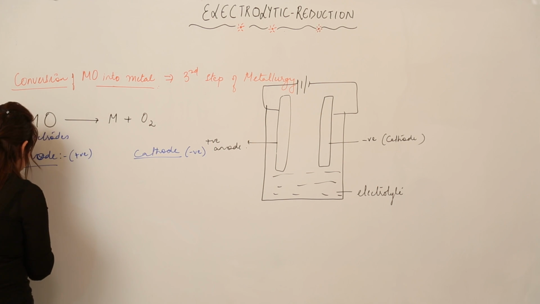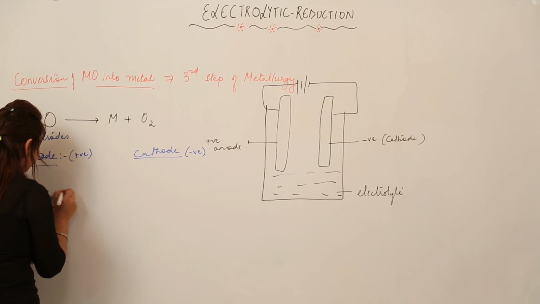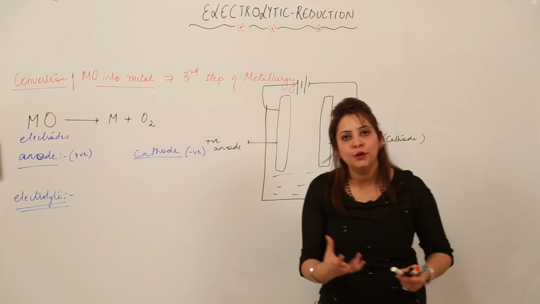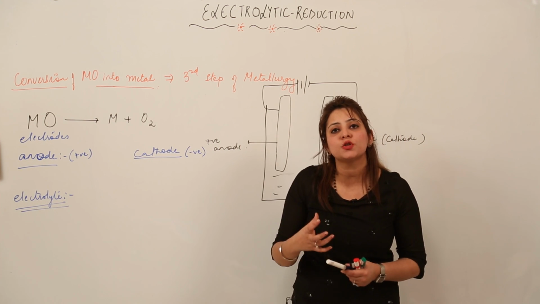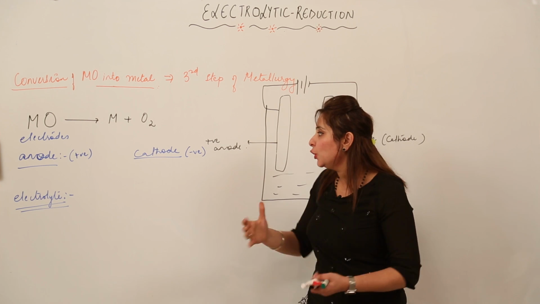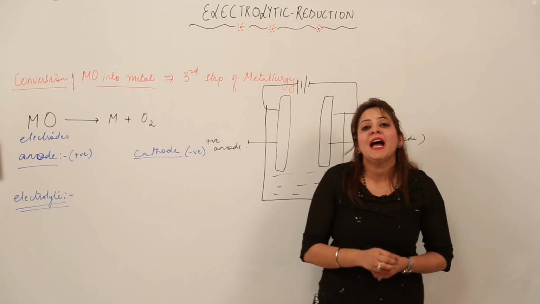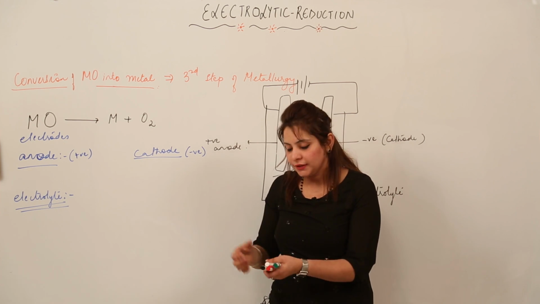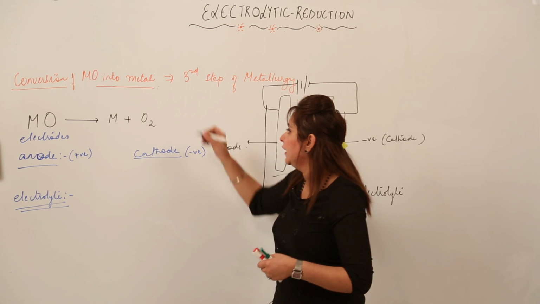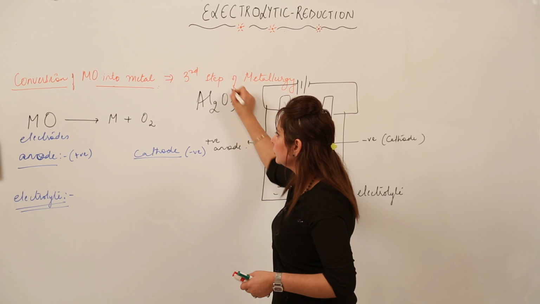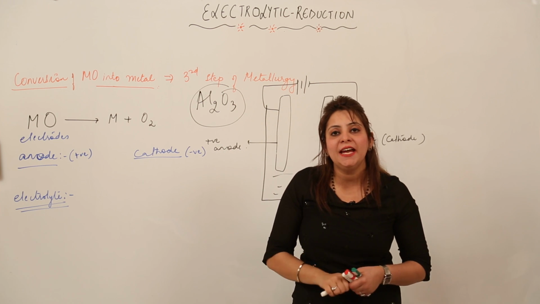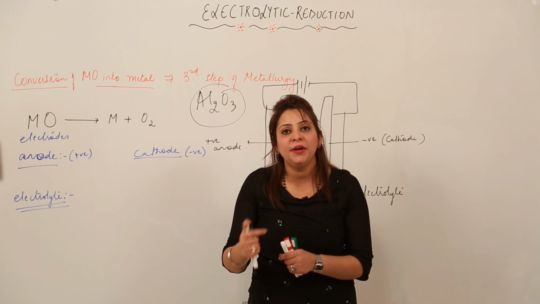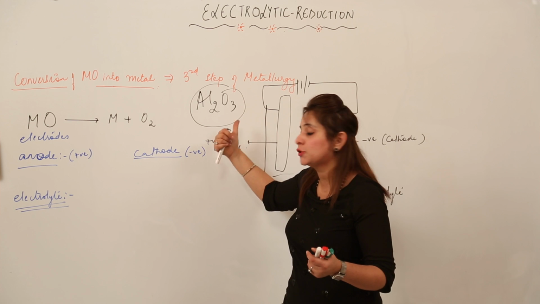Again, we will be taking an electrolyte in it. What electrolyte do we take? We take a salt solution, a solution which dissociates into ions when electric current is passed. To make it easier for you, I will take an example of a metal oxide and tell you how we can reduce it. The example I am taking is aluminium oxide. This aluminium oxide can be separated into aluminium and oxygen by the process of electrolytic reduction.